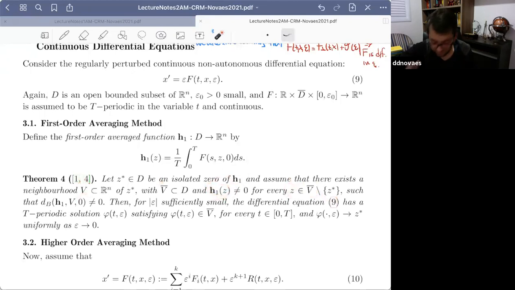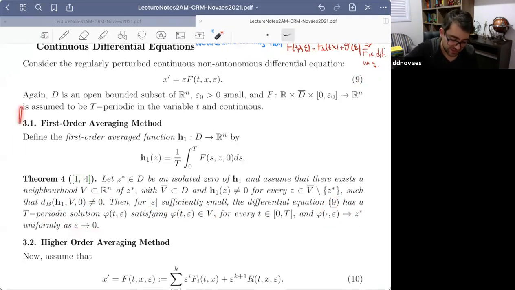That's the same hypothesis as before. And also that the boundary degree of h1 on V is distinct from 0. So this is the same hypothesis that I have made before in the Lipschitz context. Okay, so then for epsilon sufficiently small, the difference equation 9 has a T-periodic solution phi(t, epsilon), satisfying that phi(t, epsilon) belongs to the closure of V for every t, and that these periodic solutions converge uniformly to a constant function as epsilon goes to 0.